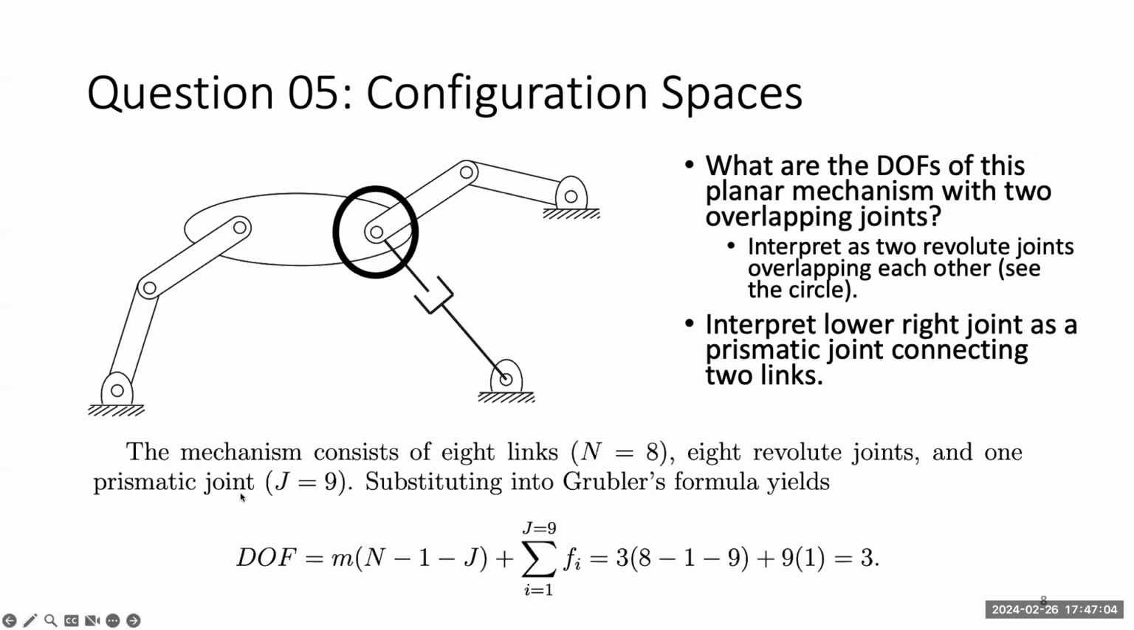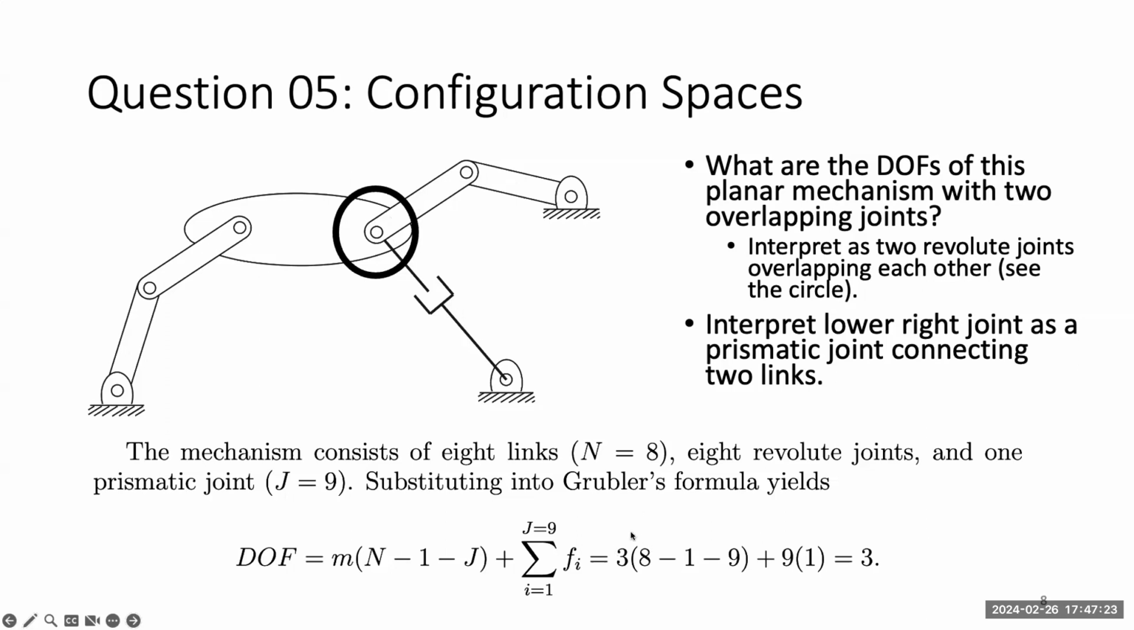So yeah, that's why you have 9 joints here. It's 8 revolute plus 1 prismatic. And then there's 8 links. So you have 1 link there, a second link, the third link, the fourth link, the fifth link. Now this is 6 and 7 here. Then there's ground, so that's 8.